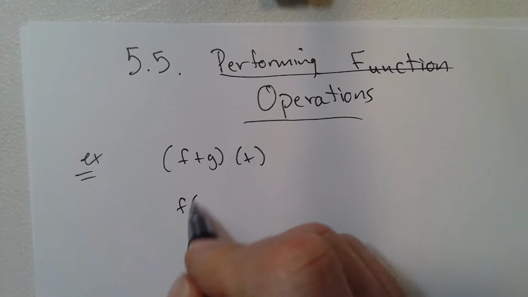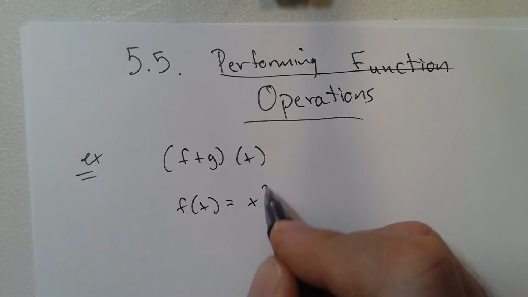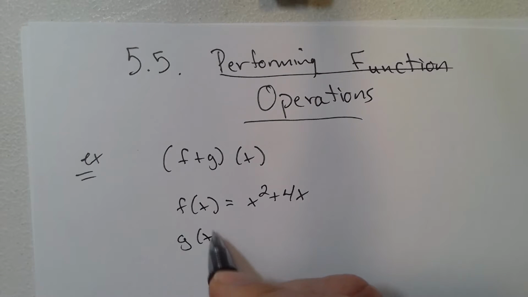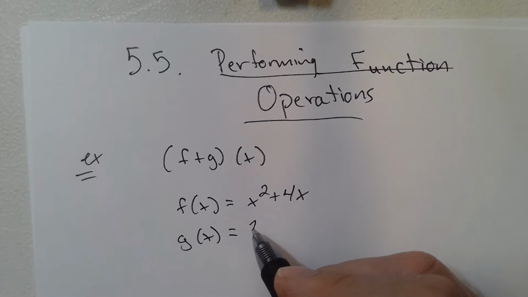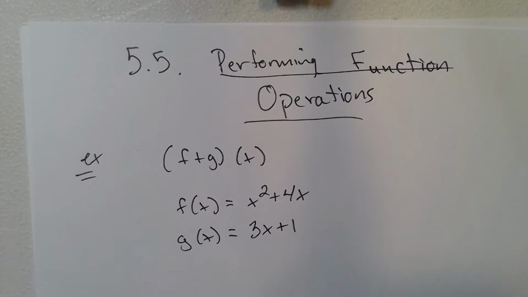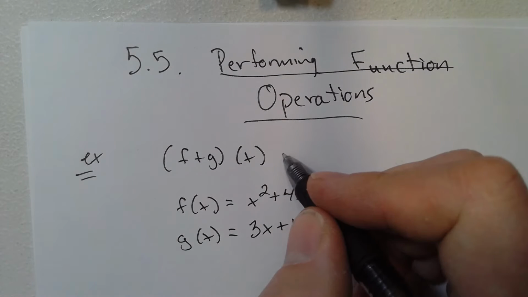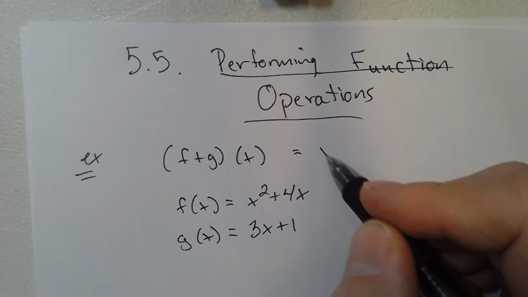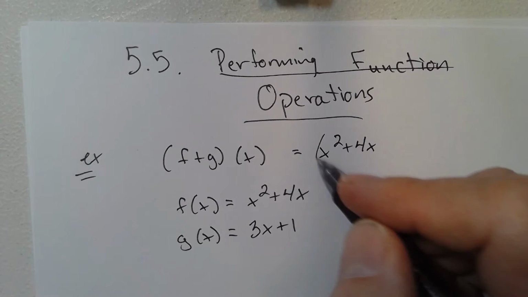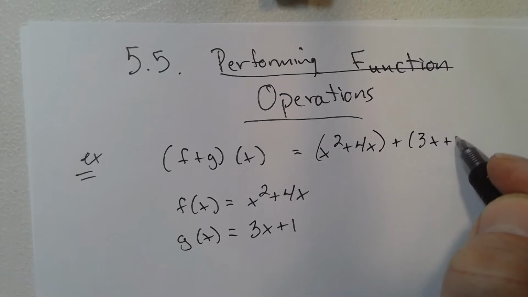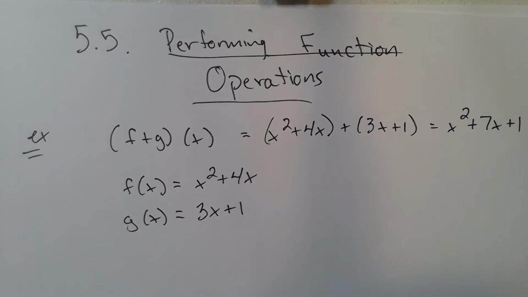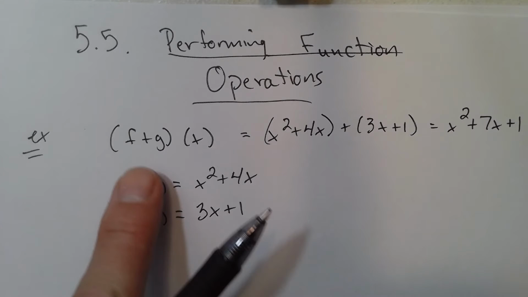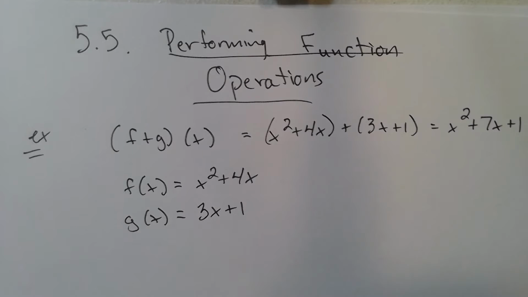So if you have f of x equals x squared plus 4x and g of x equal to, I don't know, 3x plus 1, then f plus g of x would equal x squared plus 4x plus 3x plus 1, so it'd be x squared plus 7x plus 1. So the skill there is just combining like terms. We have one function plus another function, you literally just add them together.